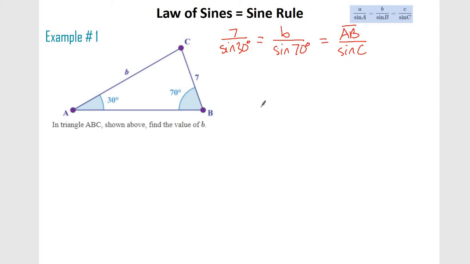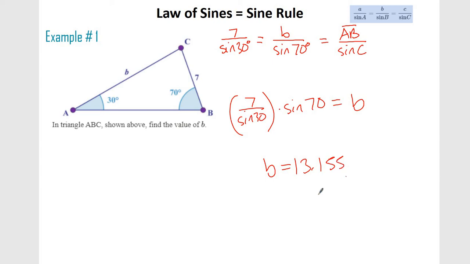So we're going to solve for B. So in our calculator, we're going to do 7 divided by sine 30. Then we're going to take that and multiply by sine 70, and that'll tell us what B is. All right, so let's see. We plug that in, and we should get B is 13.155. So 13.2 centimeters. It's a length. To 3 sig figs.